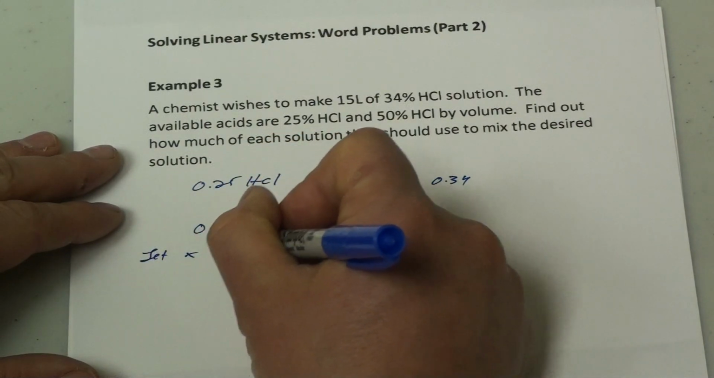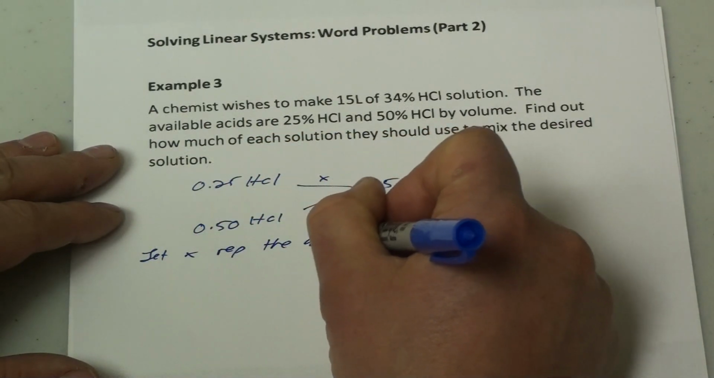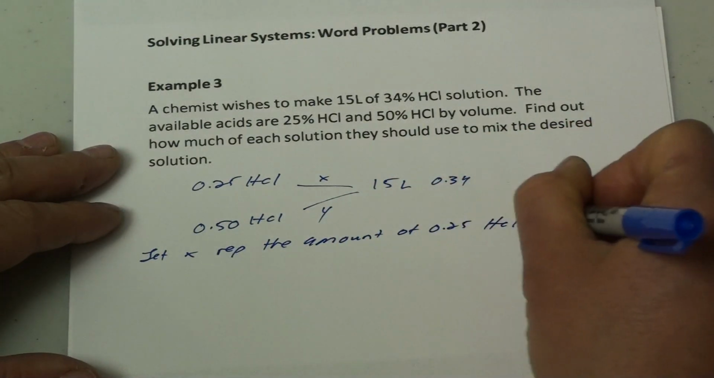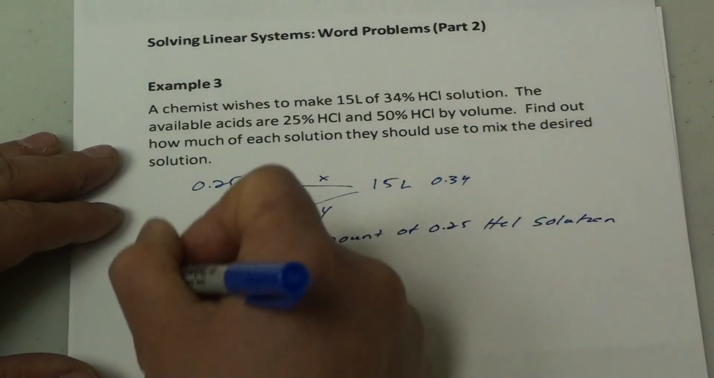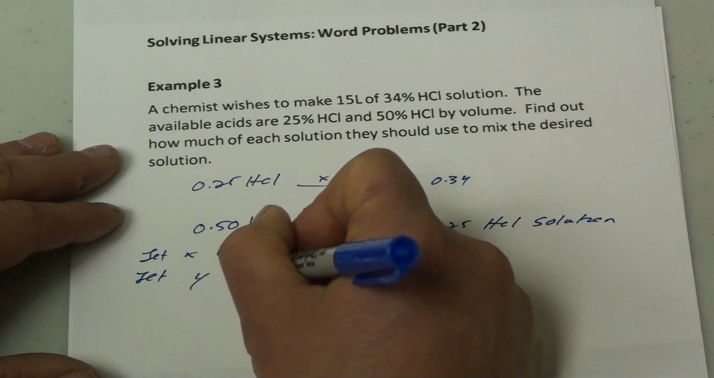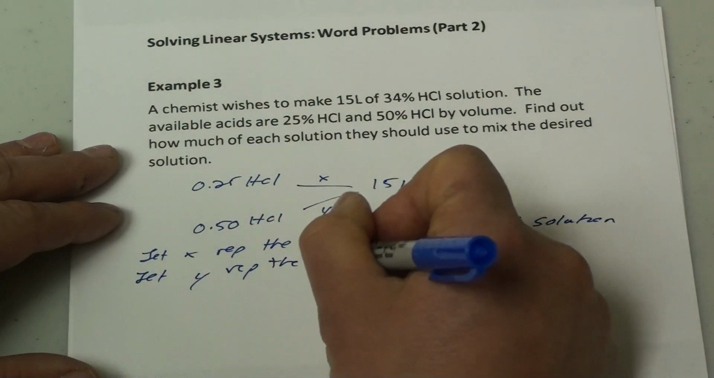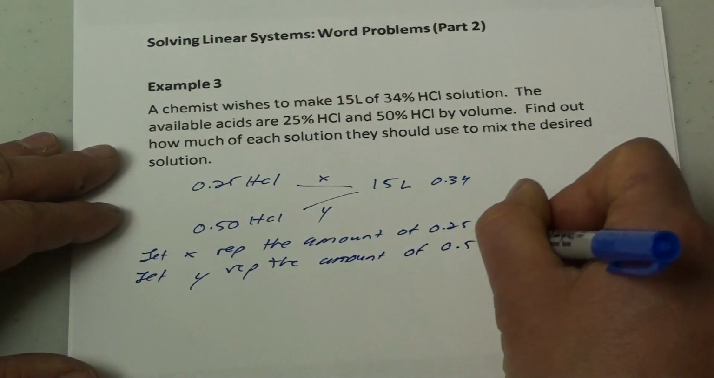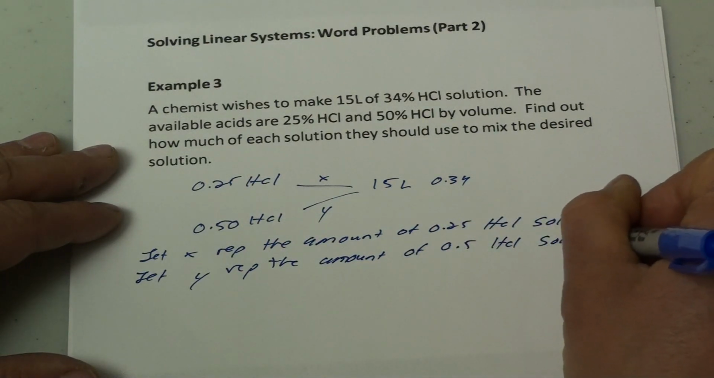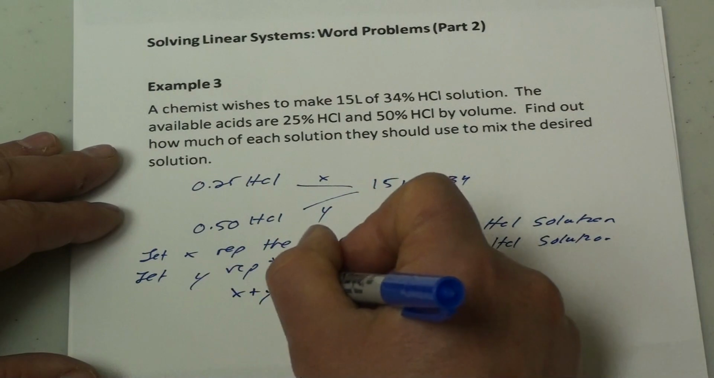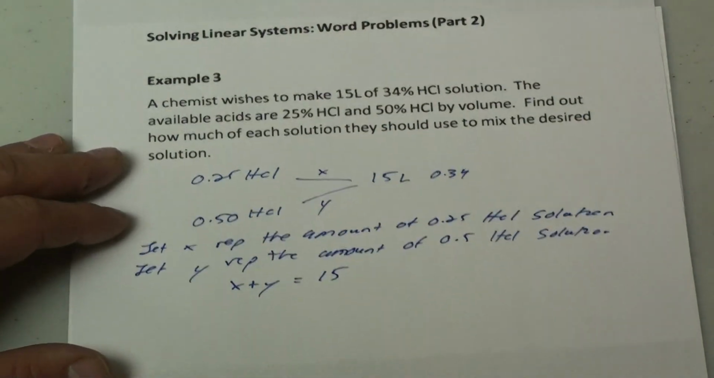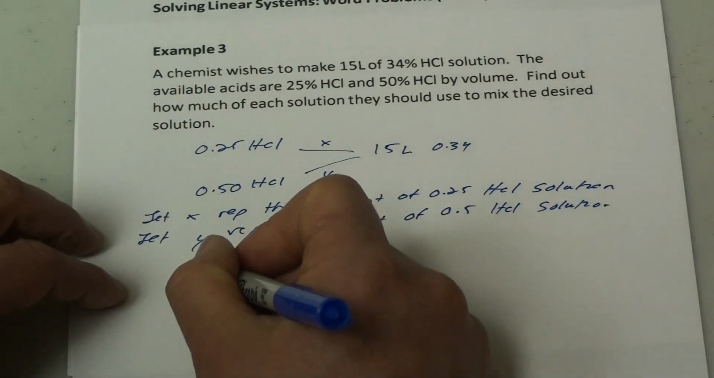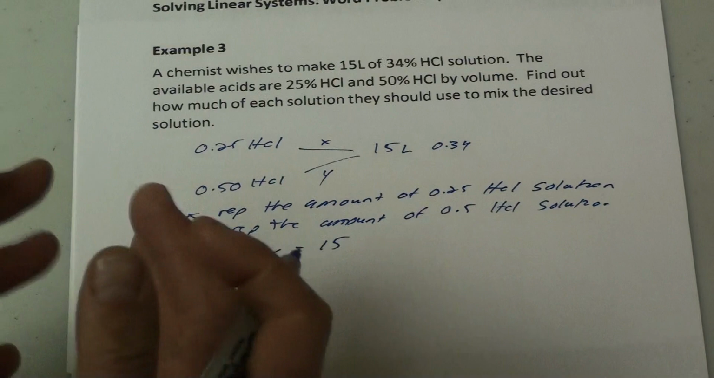Let X represent the amount of 25% HCl solution, and I'm going to let Y represent the amount of 50% HCl solution. And I know that my X plus Y needs to equal 15 liters. Because the 2 solutions mixed is going to give me 15 liters. There's my first equation. My second equation is going to involve the percentages because I'm doing a mixture.